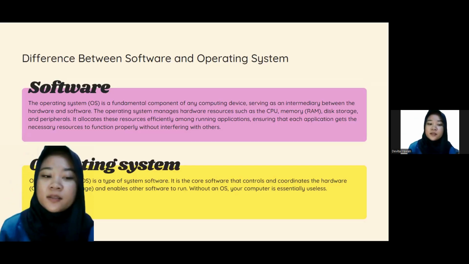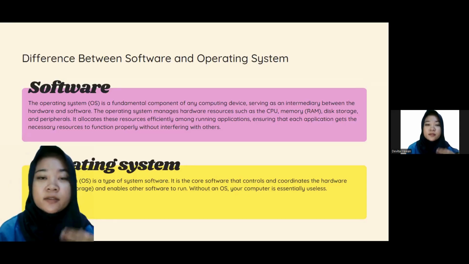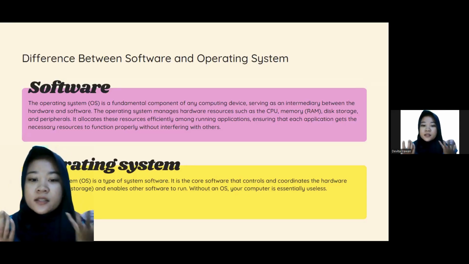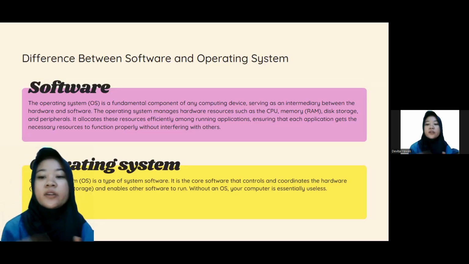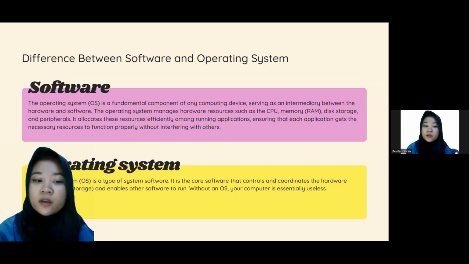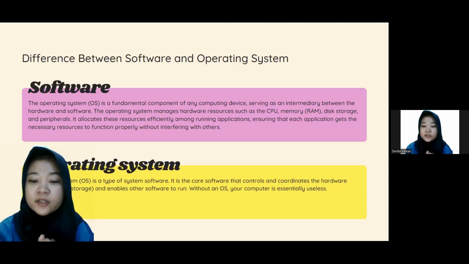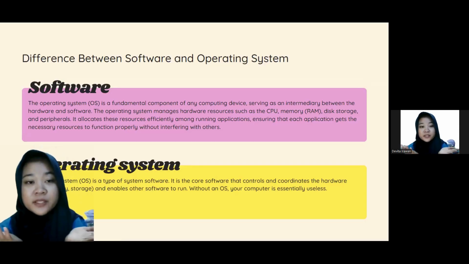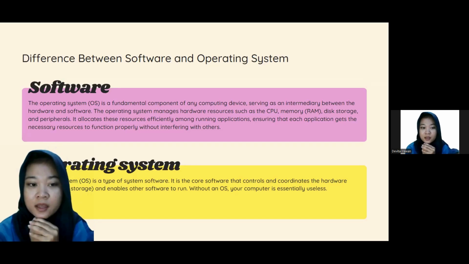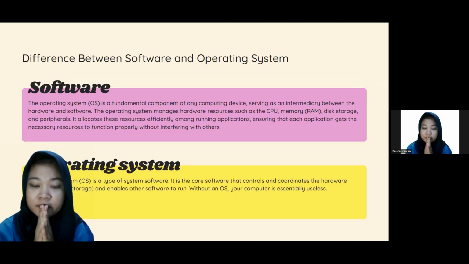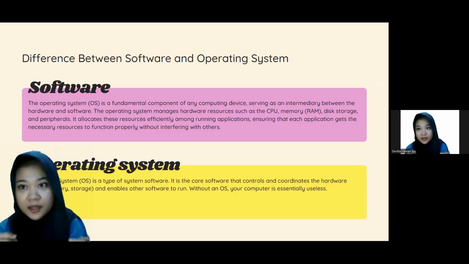So the operating system is a type of system software. It is the core software that controls and coordinates the hardware, with the CPU, memory, and storage, and enables other software to run. Without the OS, your computer is essentially useless. That's what I said, guys. Software and operating system are always together. They cannot be separated.